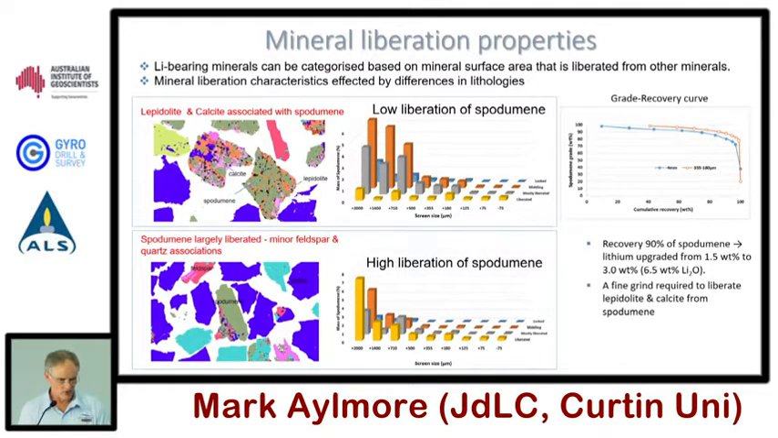So the top example shows one with spodumene, looking at numerous grains. Spodumene is strongly associated with the calcite and lepidolite, and it's mostly in the middlings, not entirely liberated, whereas in other samples it's liberated because most of the spodumene is exposed with little contact, as in the bottom one there.